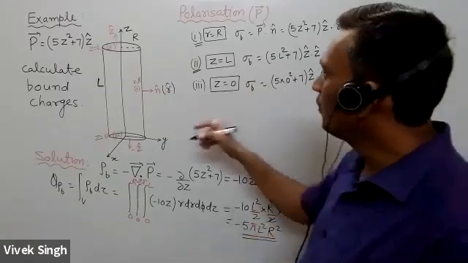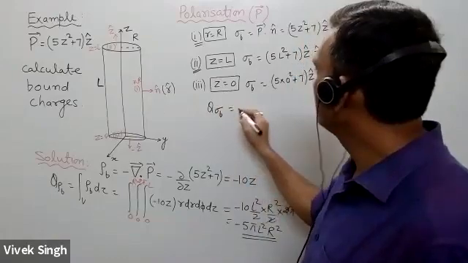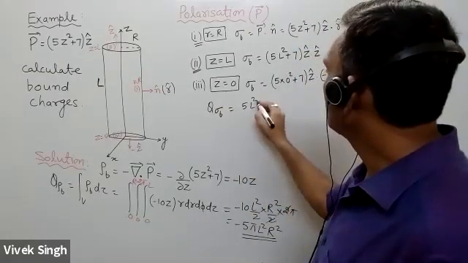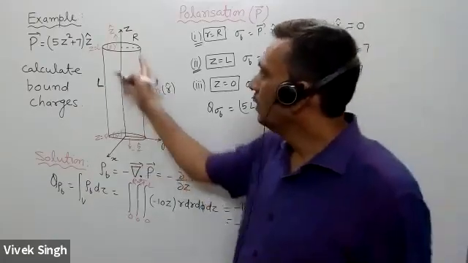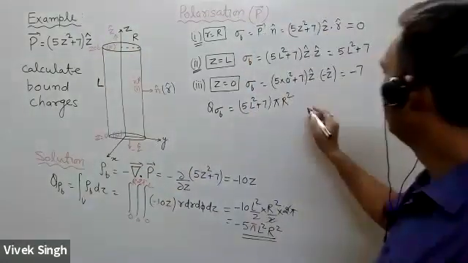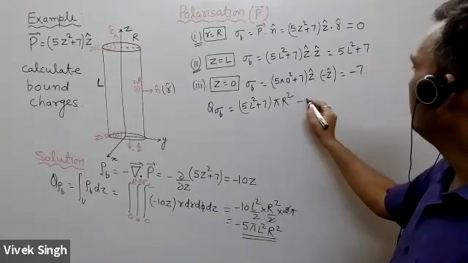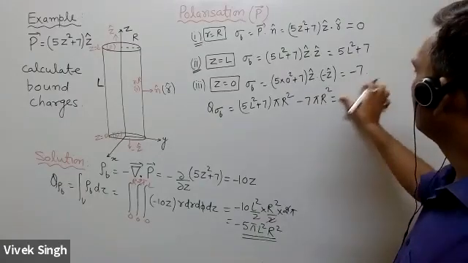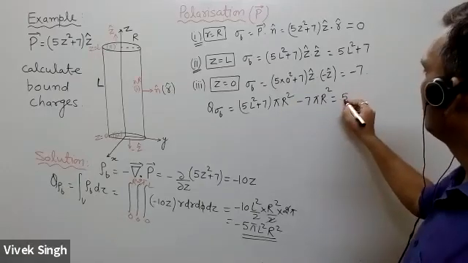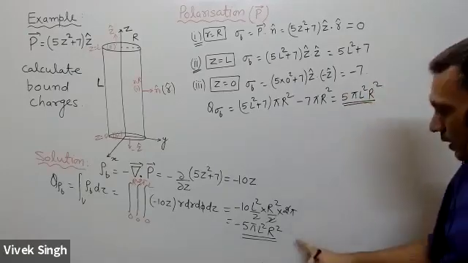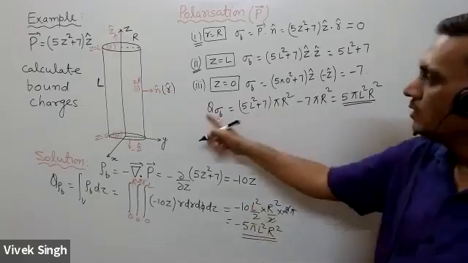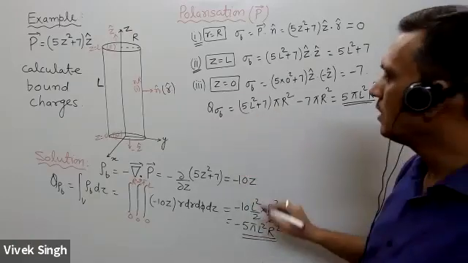So these are the surface charge densities. What will be the total surface charge on each surface? You will get 5 L square plus 7 times sigma B into dA. dA on this surface will be pi r square. And then minus 7 times pi r square. So this will give you 5 pi L square r square. So you can see this is the total volume bound charge and this is the total surface bound charge. What will be the total?